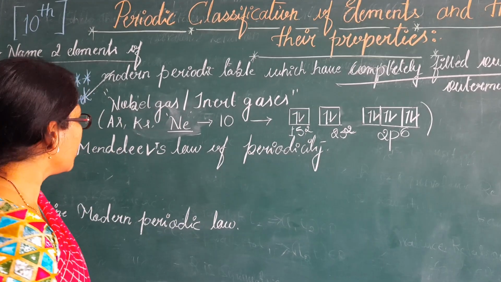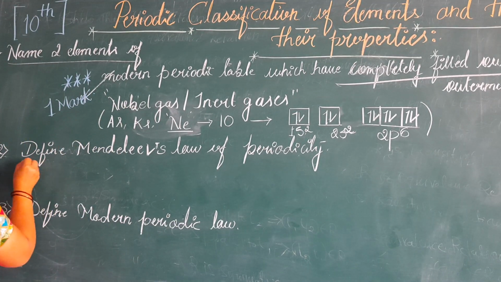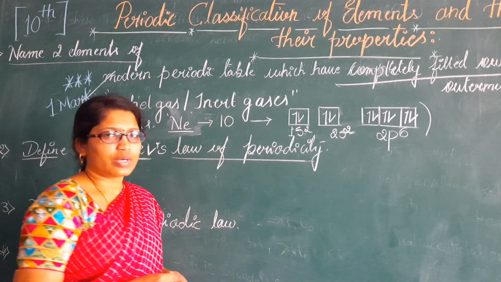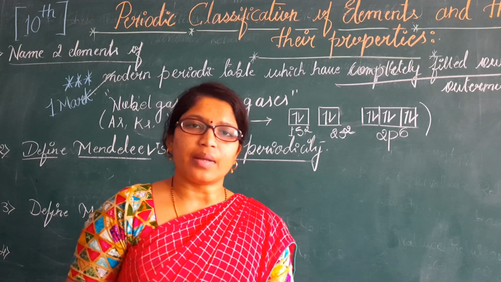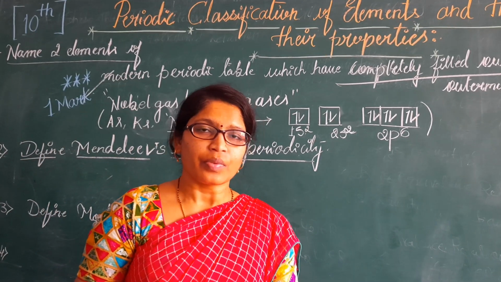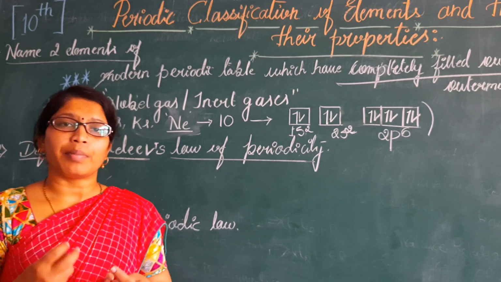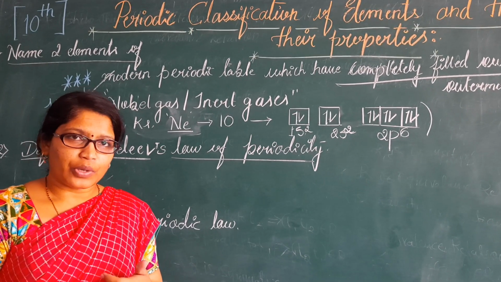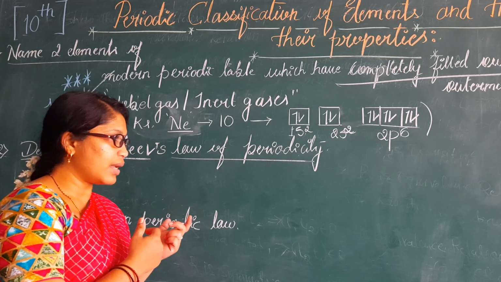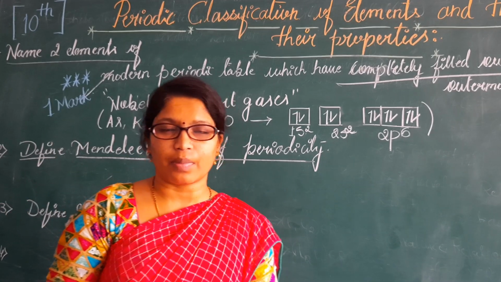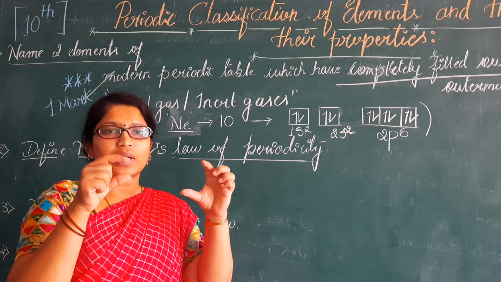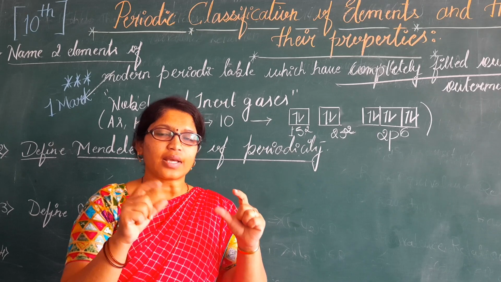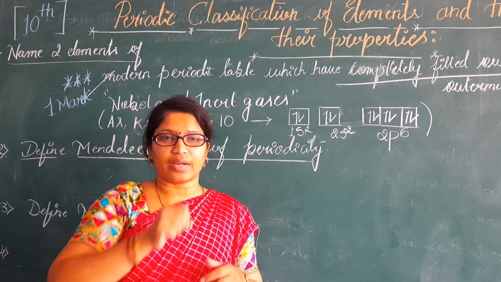So there is a second question being asked: define Mendeleev's periodicity. How can we define Mendeleev's periodicity? Mendeleev's periodicity mainly concentrated on the atomic mass. So periodic functions will be arranged with respect to atomic mass. When you consider a particular definition, we have to write the definition which is given in the text. Like that only we have to write.